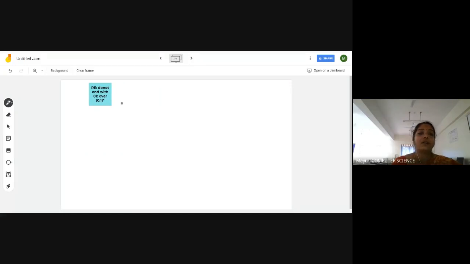Do not end with 0, 1. Over 0, 1. So here the string belongs to what type of alphabets? Zeros and ones. The string belongs to zeros and ones, and do not end with 0, 1. It should not end with 0, 1. So this 0, 1 is a hint to you here. If it doesn't end with 0, 1, it can end with 0, 0. It can end with 1, 0. It can end with 1, 1.